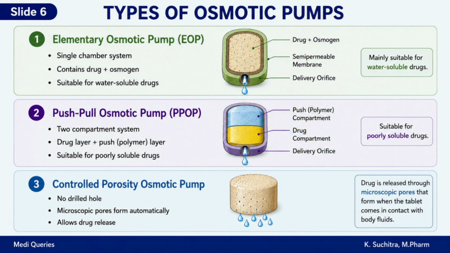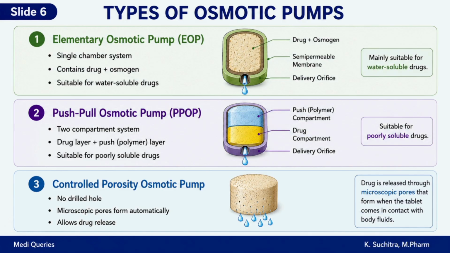Types of osmotic pumps. There are different types of osmotic pump systems. The first is the elementary osmotic pump or EOP. It contains a single chamber with the drug and osmotic agent. It is mainly suitable for highly water soluble drugs.